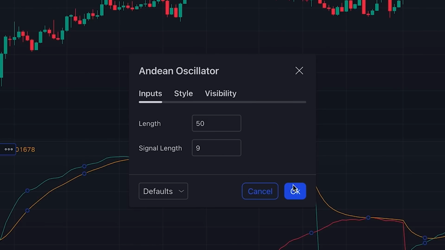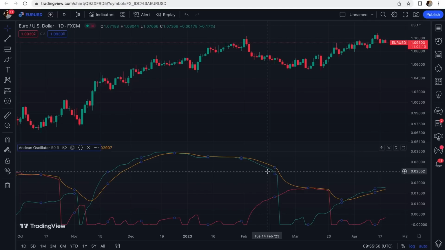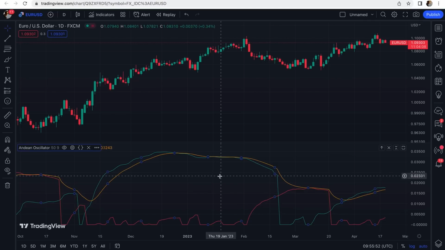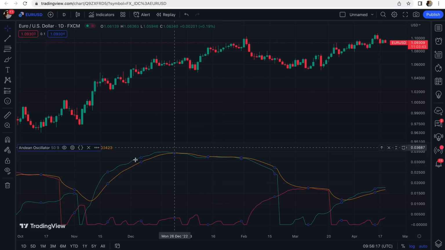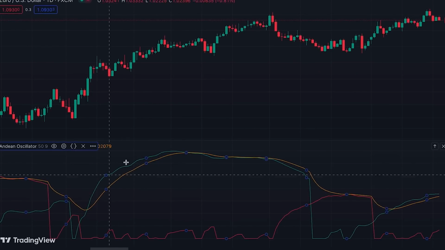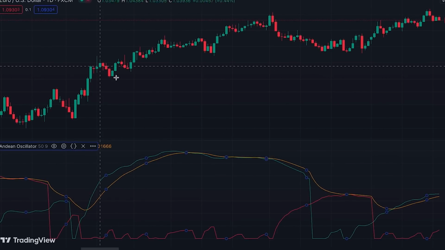The default settings work very well, so we don't change anything for this video. But depending on the trading strategy that you're using, you may need to change the settings so this indicator will better match with other indicators in your trading strategy. Alright, as I said, the green line is the bull component of this indicator. So when the green line is rising, it shows that we have bullish price variations.